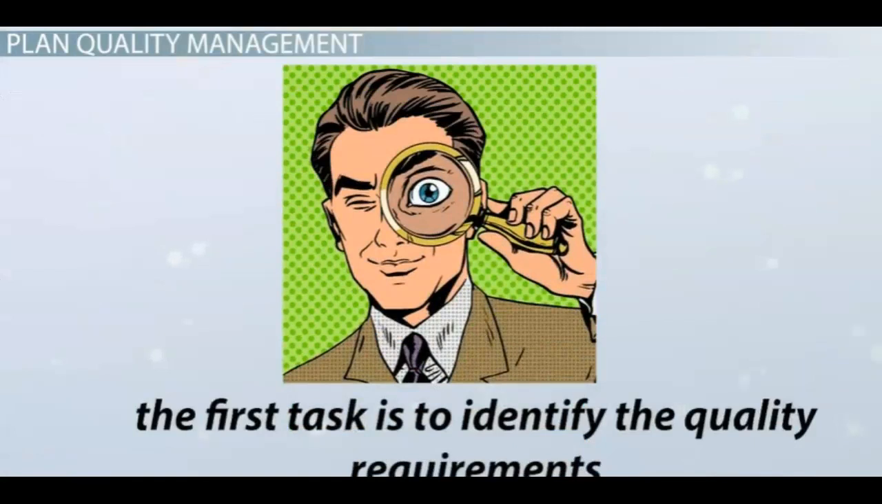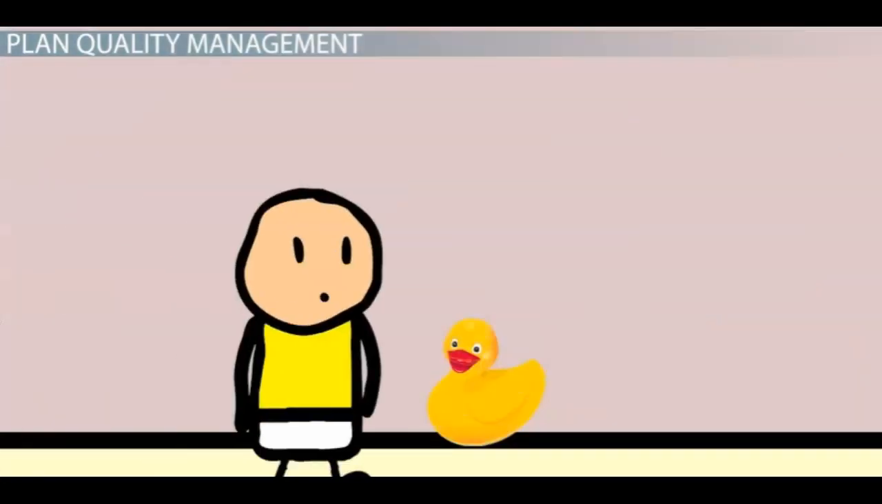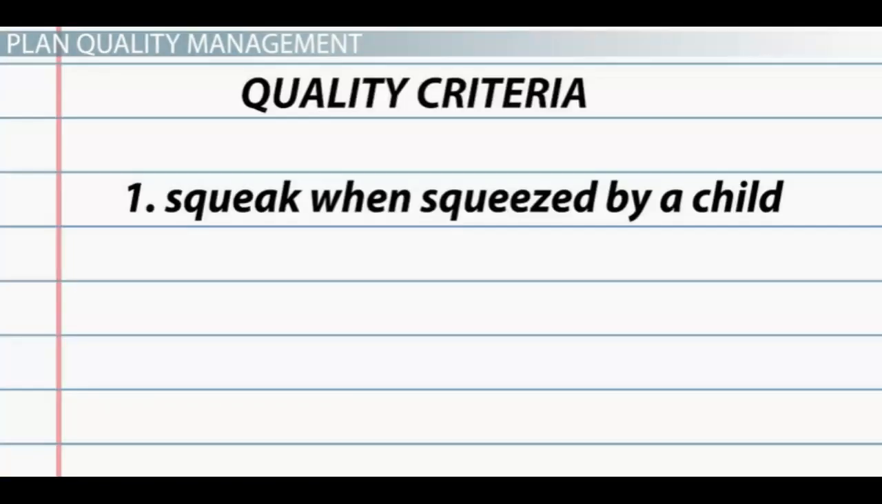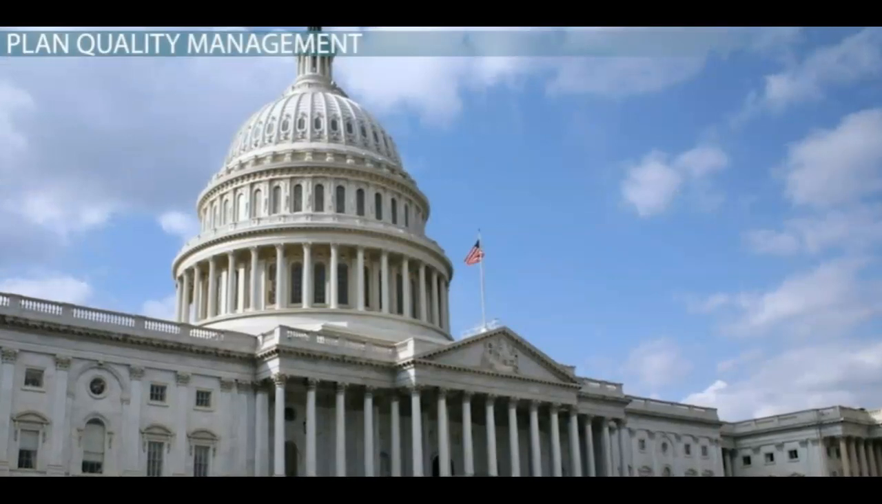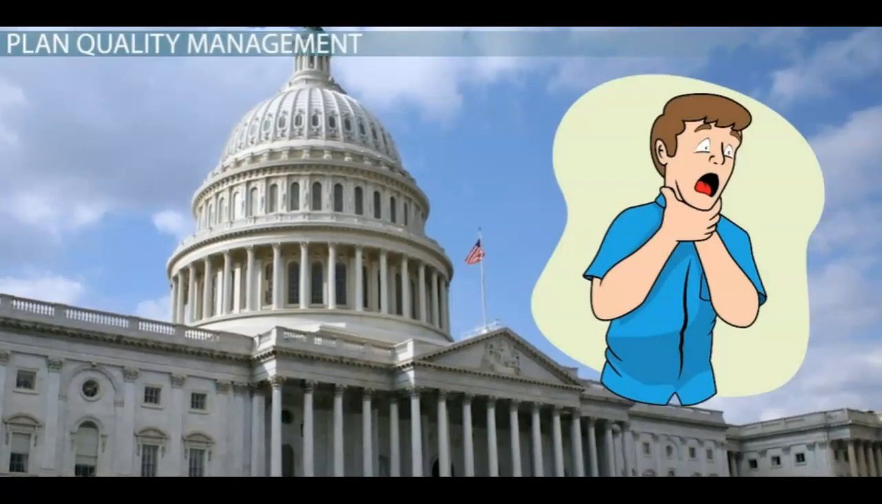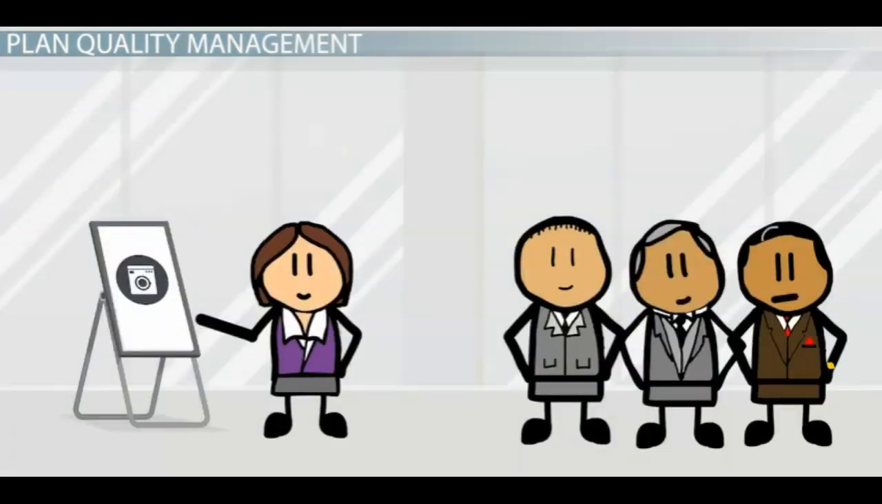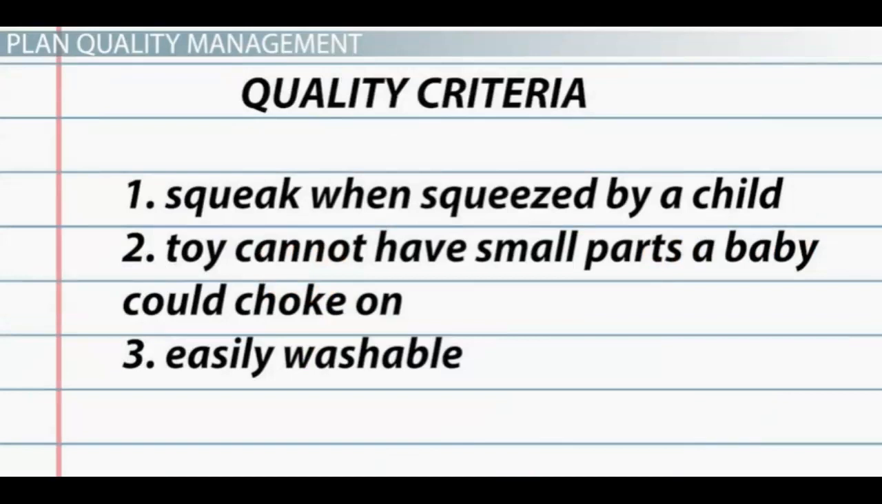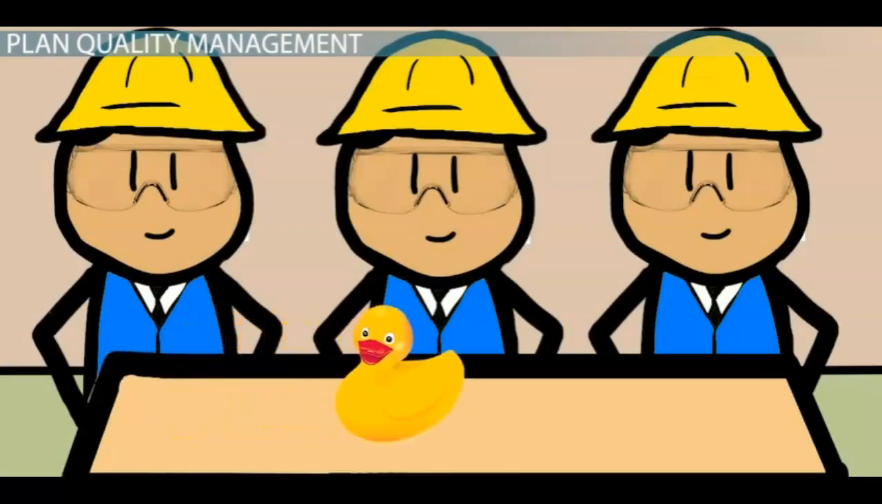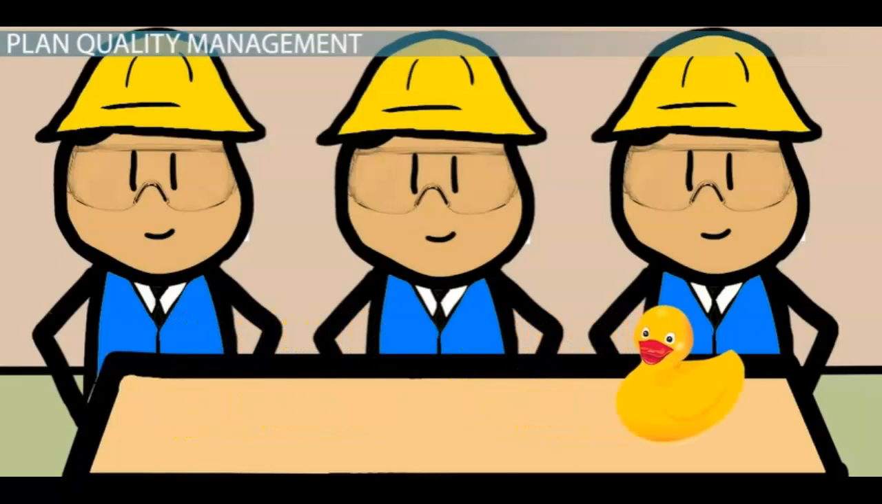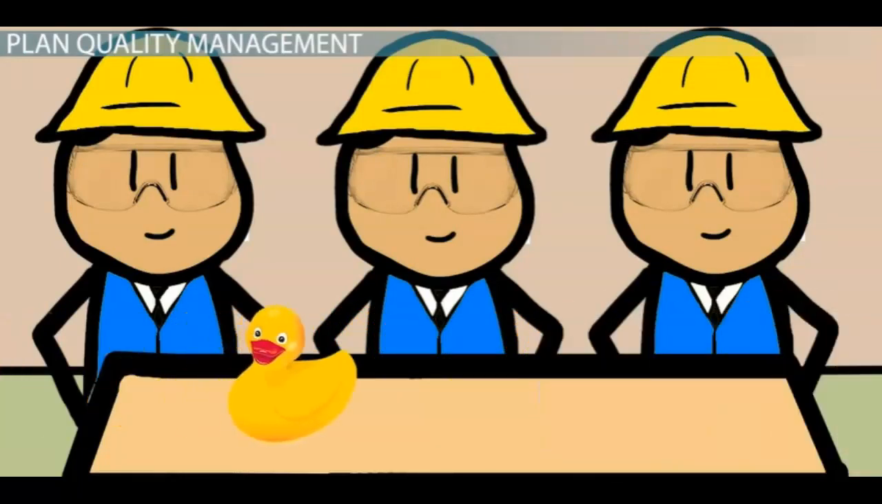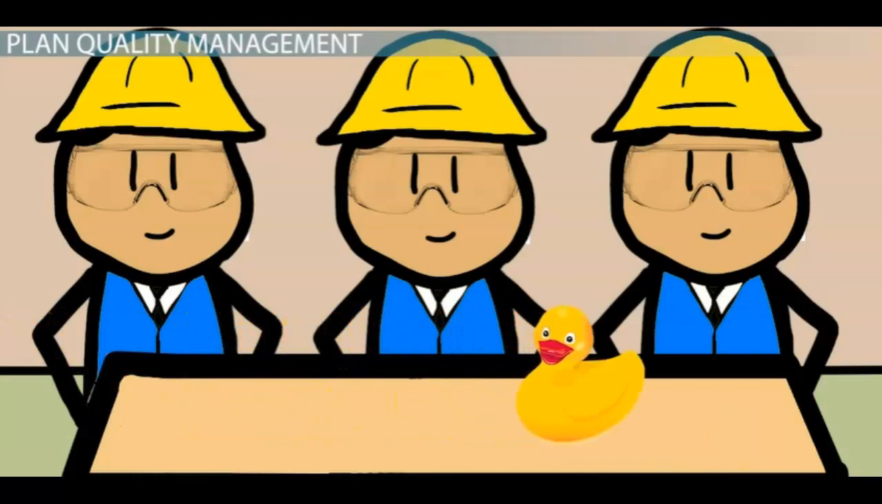The first task is to identify the quality requirements. The purpose of the new toy is to squeak when squeezed by a child, so that's the first quality criteria. Government regulations state that the toy cannot have small parts a baby could choke on, so that's the second quality criteria. Finally, our stakeholders require it to be easily washable, so that's the third quality criteria. You can see that the product's quality criteria came from different requirement sources. These requirements are inputs, or prerequisite information, to the planned project management process. Inputs to a quality management plan are different depending on the project.